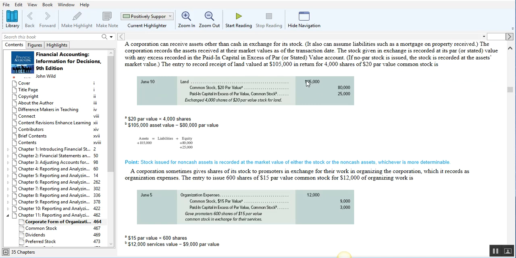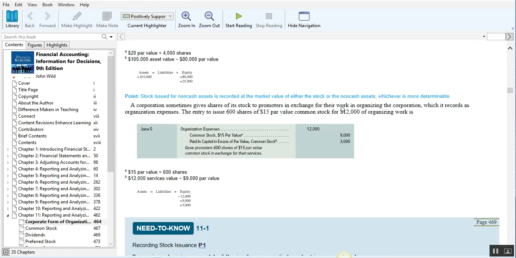You can also issue shares of stock for non-cash assets, and if you do that, the basis for the transaction is the value of the non-cash asset that you're acquiring. So in this case, you identify the value of the land, and then you decide, or you've negotiated, how many shares of stock you're going to offer for that, and you record those shares of stock at par value. So the credit here of $80,000 is the par value of those shares of stock. The difference is the paid-in capital in excess of par, and you're going to show that there.